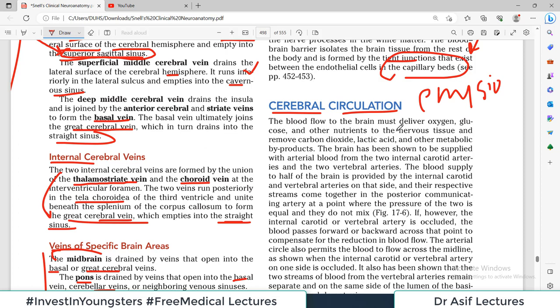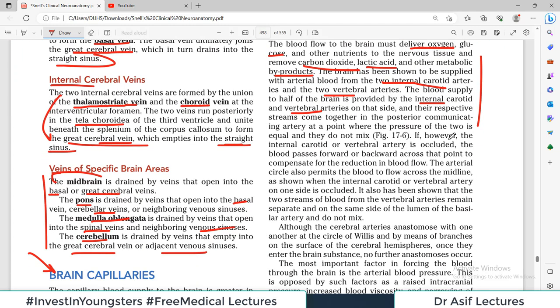The blood flow to the brain must deliver oxygen, glucose and other nutrients to the nervous tissue and remove carbon dioxide, lactic acid and other metabolic byproducts. The brain has been shown to be supplied with arterial blood from two internal carotid arteries and two vertebral arteries. The blood supply to half of the brain is provided by the internal carotid and vertebral arteries on that side, and their respective streams come together in the posterior communicating artery. Ye baatein humko pata hain, aage batao.